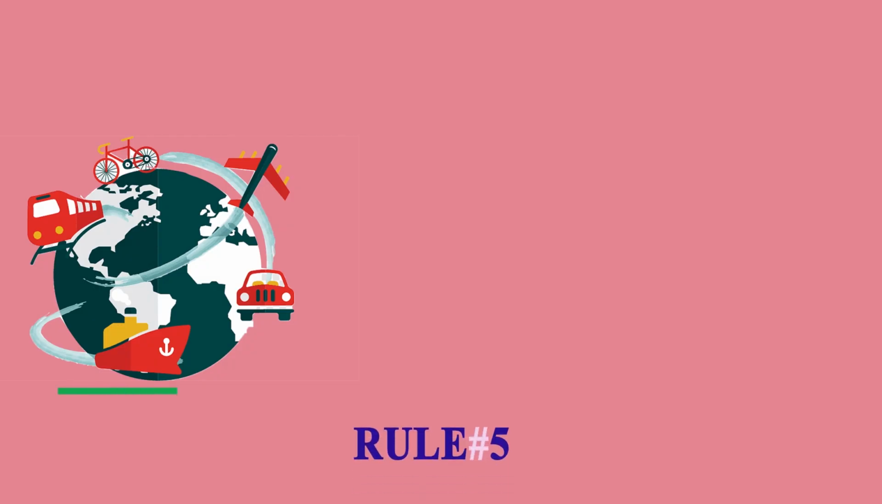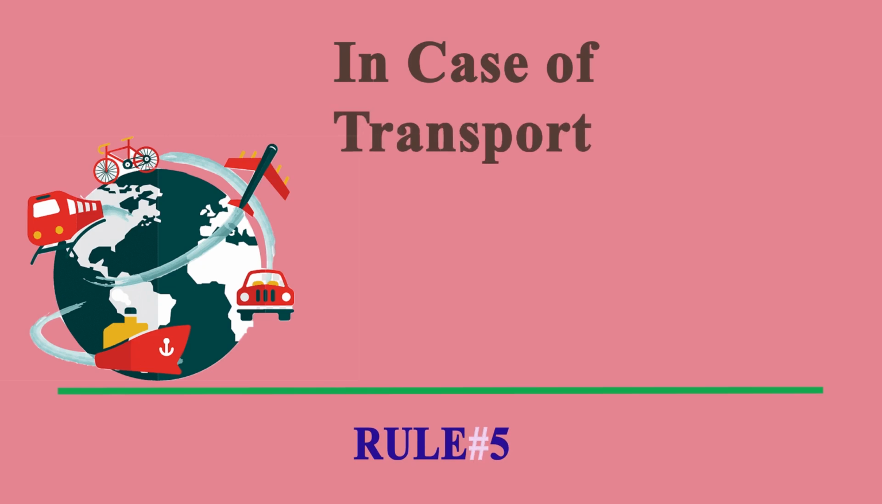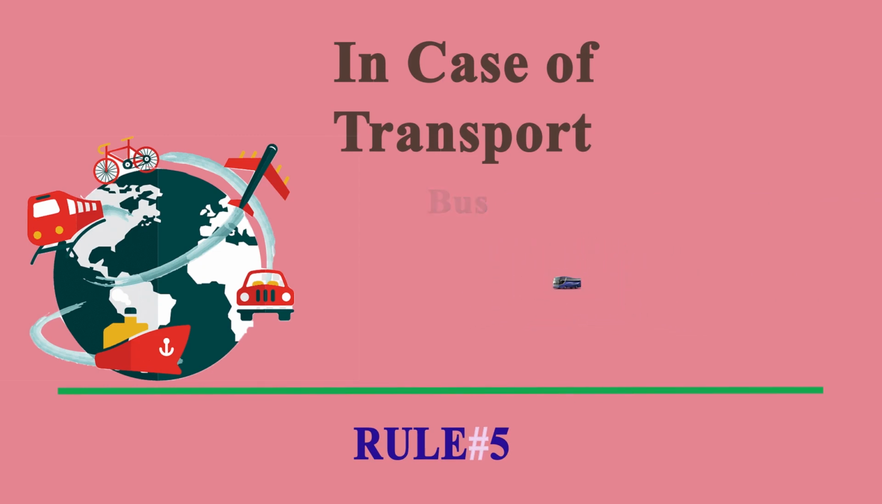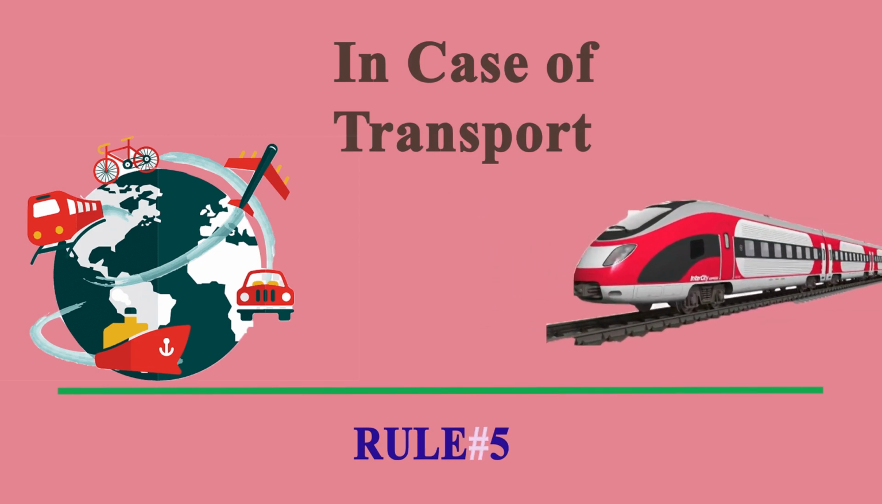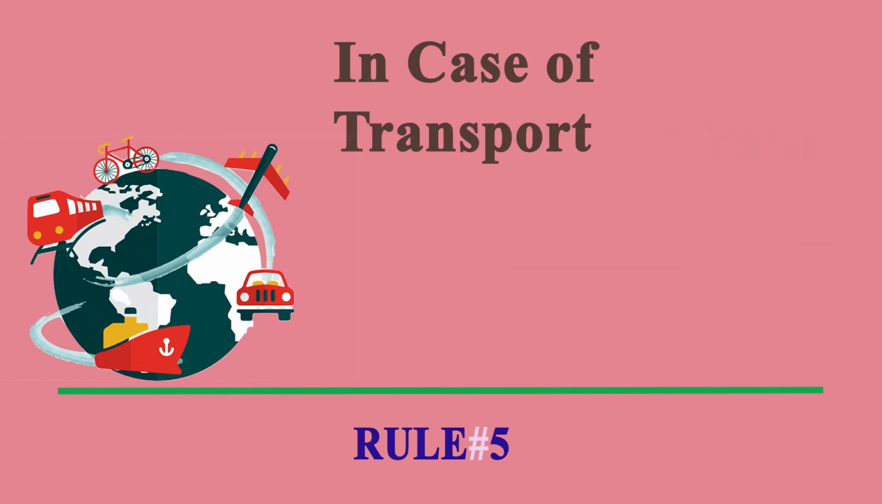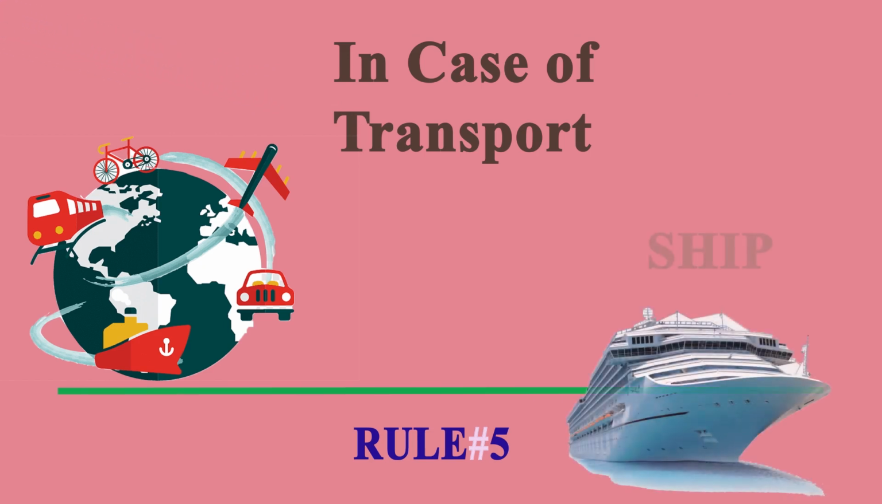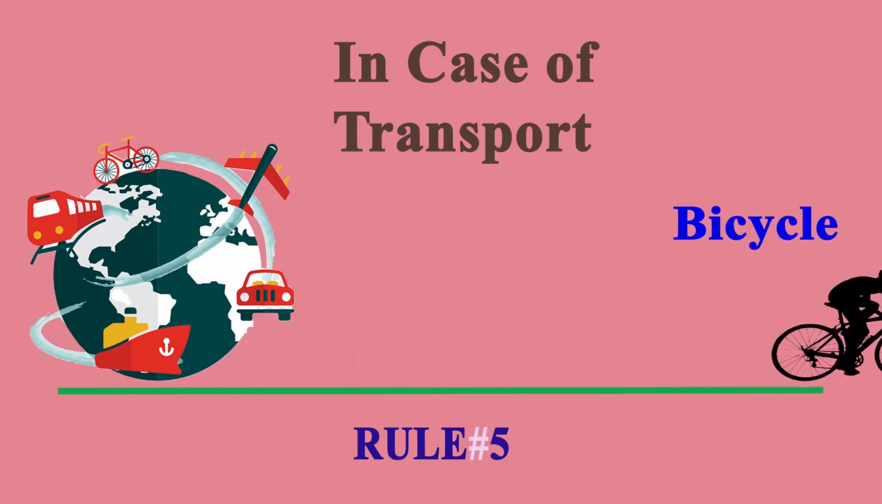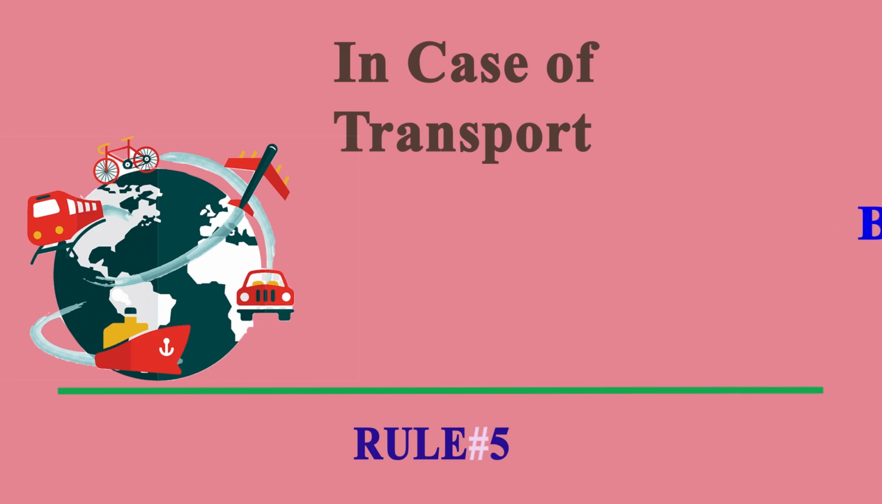Rule 5. In case of transport like bus, or train, or aeroplane, or ship, or bicycle, all these kinds of transport we will use the preposition on, like on the bus, on the train, on the plane, on the ship, on the bicycle.